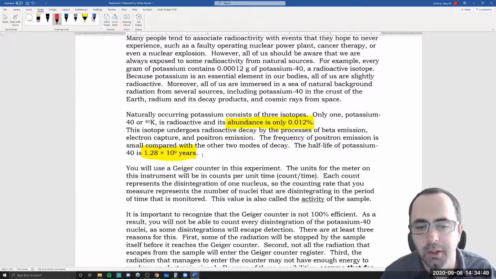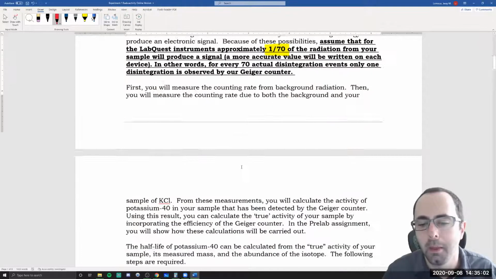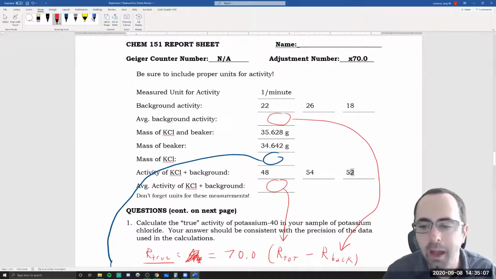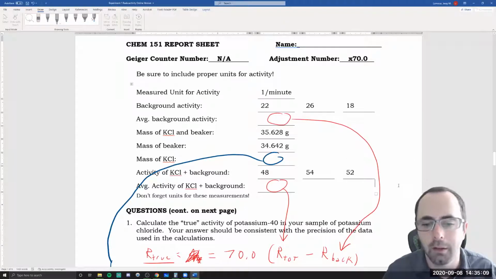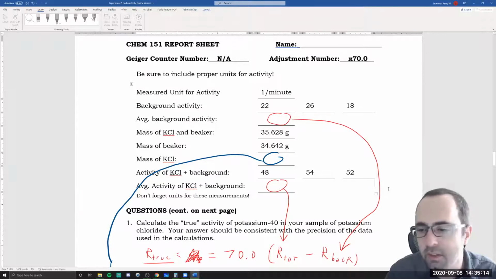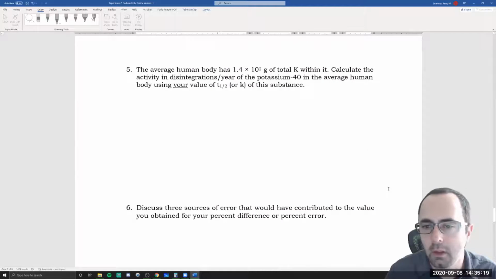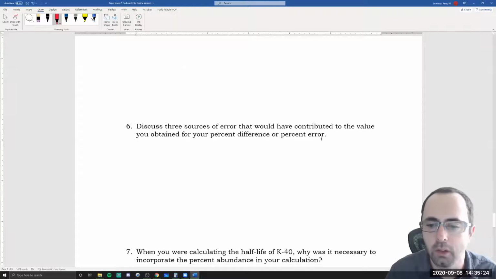Or if you got 7.63 times 10 to the 10th years, that's not bad, considering we have 2 sig figs in this measurement right here. Our measurements have at best 2 sig figs, but just barely. And so to get an answer with 1 to 2 sig figs right, perfectly good. Okay. And then you have some related problems that you should be able to do based on what I showed you.